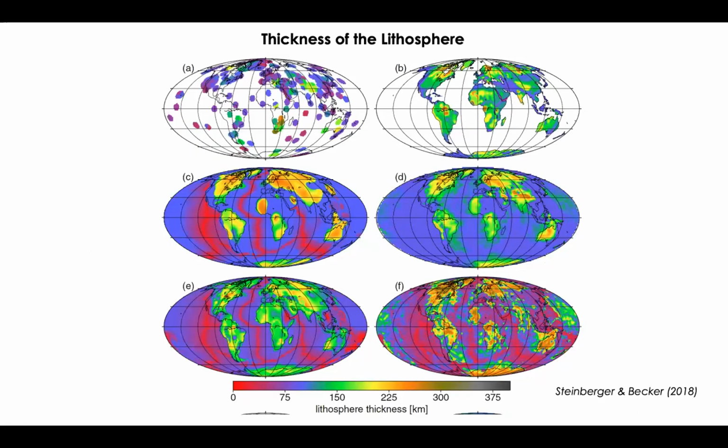For example, numerous studies have tried to estimate the thickness of the lithosphere from seismic velocity. This figure from Steinberger and Becker compares several of these estimates, and you can see that there is decent but not perfect agreement between them. One reason for the differences is that there's not really a consensus on which seismic proxy should be used for mapping the base of the lithosphere.